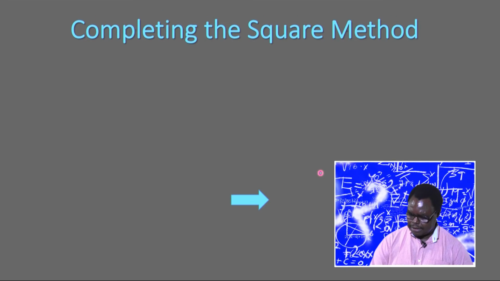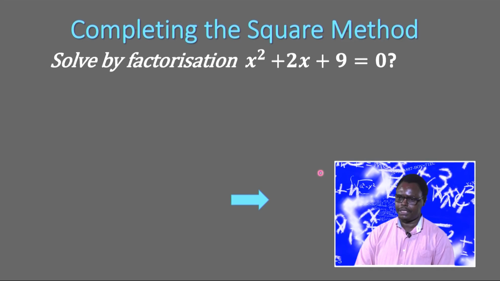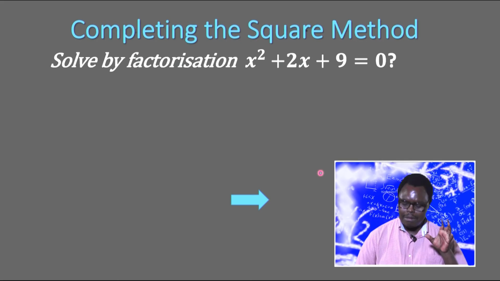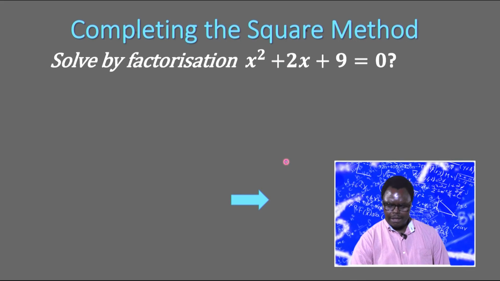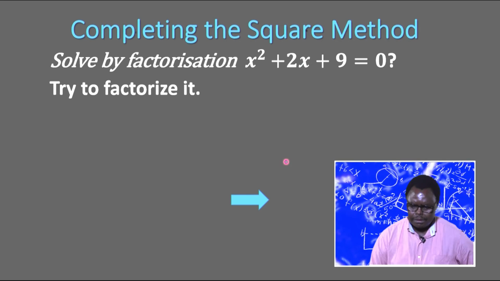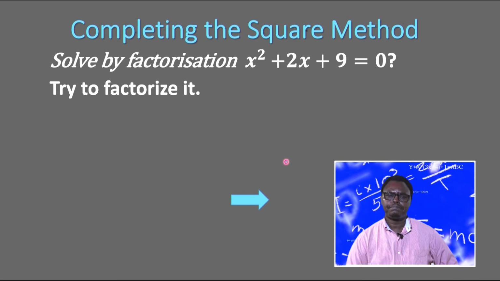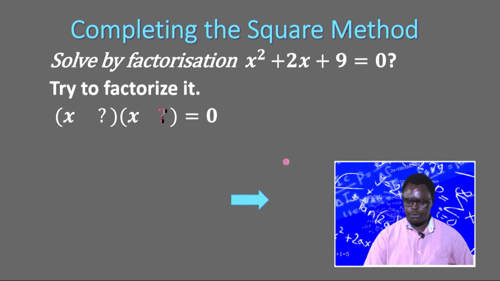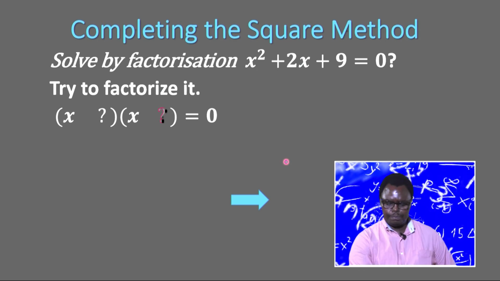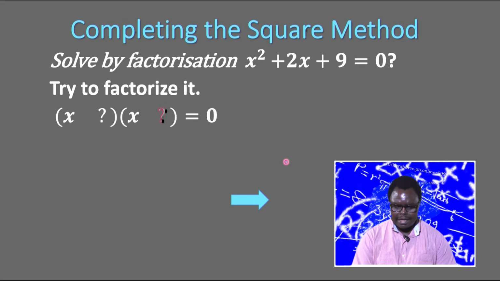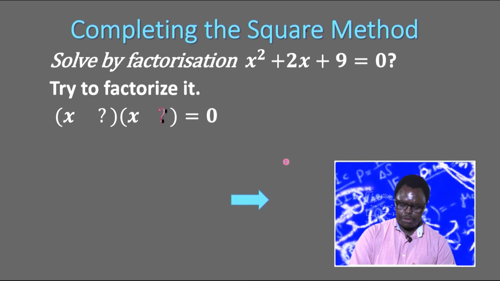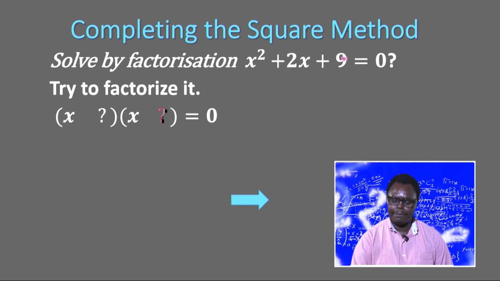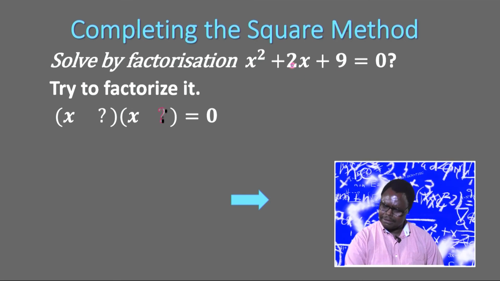To understand this method, let's try to solve this question here by the method we have just learned, the method of factorizing. Now, I have a question for you. Try to factorize this. Look for two factors which you can put in the brackets where there are question marks, such that the two numbers, when you multiply, you get 9, the product, and the two numbers, when you add, you get 2.